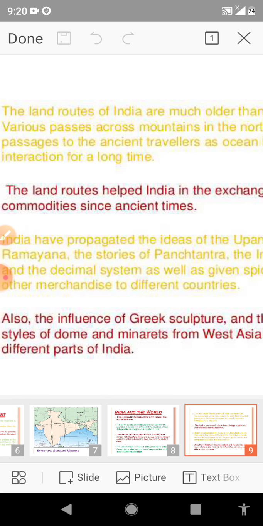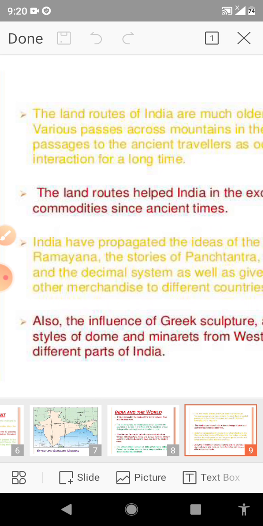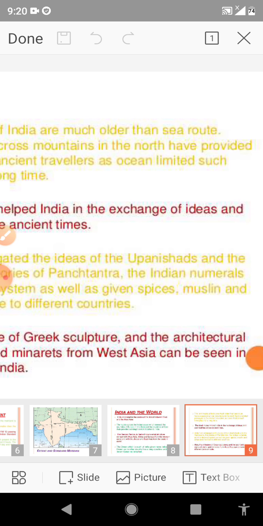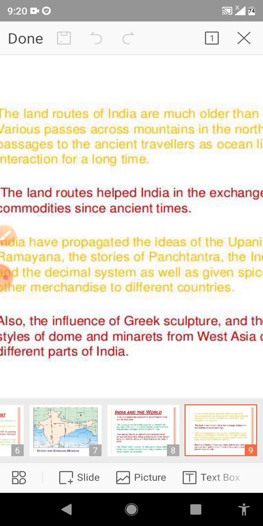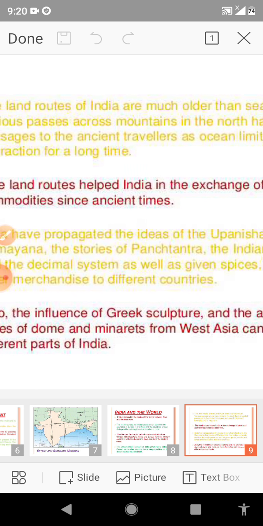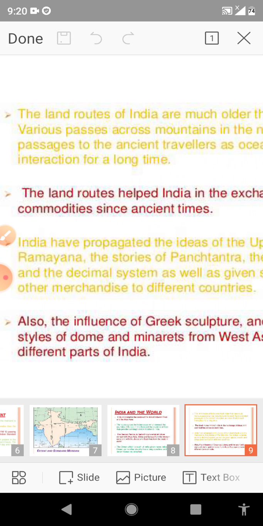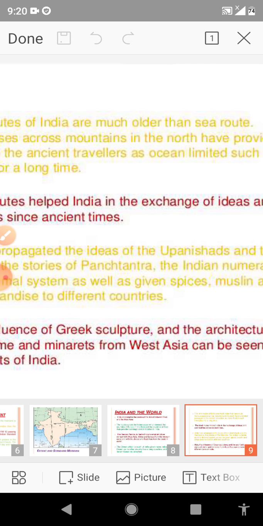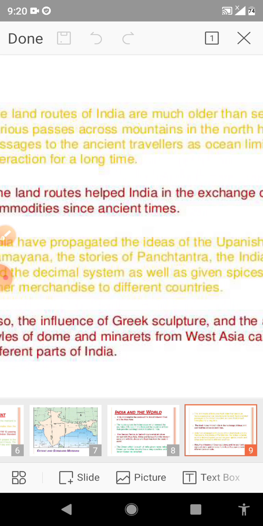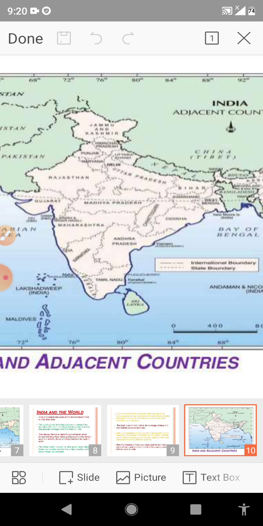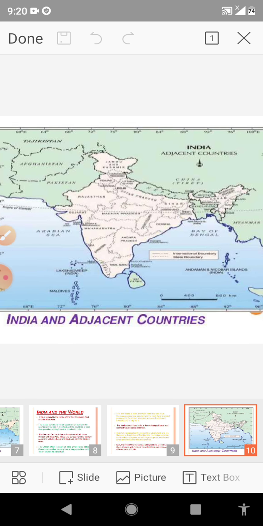And due to this strategic position only, we have been able to propagate the ideas of the Upanishads, the Ramayana, the stories of Panchatantra, the Indian numeral system, the decimal system, and also we have been able to export our merchandise to different countries of the world. And this strategic position of our country also influenced the sculpture and the architectural styles that we get in different parts of our country.